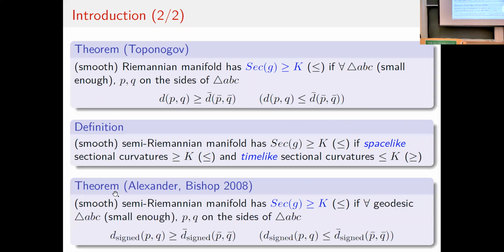If, for all geodesic triangles small enough, P and Q are points on the sides, and now you look at the signed distance. The signed distance is the length of the shortest geodesic connecting these two points. This is a smooth semi-Riemannian manifold, so locally you always have a geodesic connecting two points. If the geodesic is space-like, this will be positive. If it's null, this will be 0. And if it's time-like, it will be negative. This is what they call the signed distance. And this actually characterizes these sectional curvature bounds.